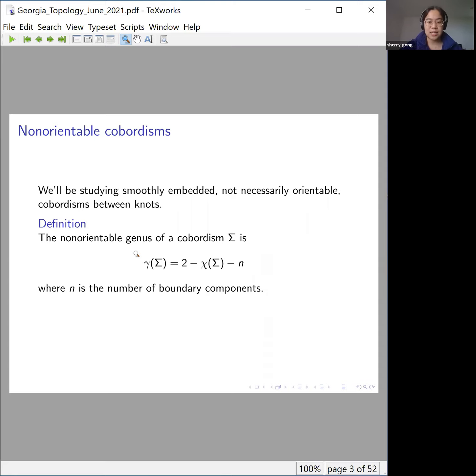But we're actually going to be studying a slightly different question. We'll be studying the question of if there is a cobordism of a certain genus, how complicated does it have to be? By this, we mean in terms of minima, maxima, and saddles for a Morse decomposition of the cobordism.